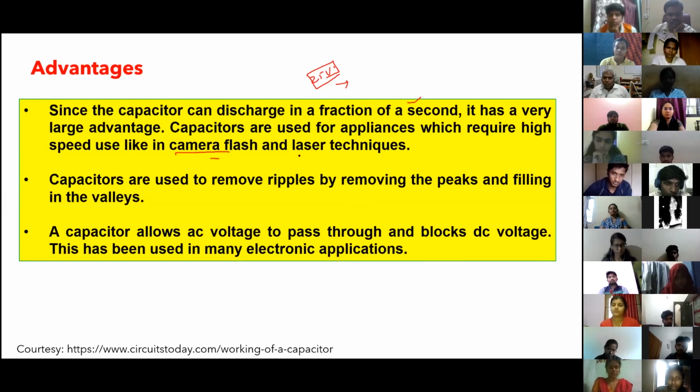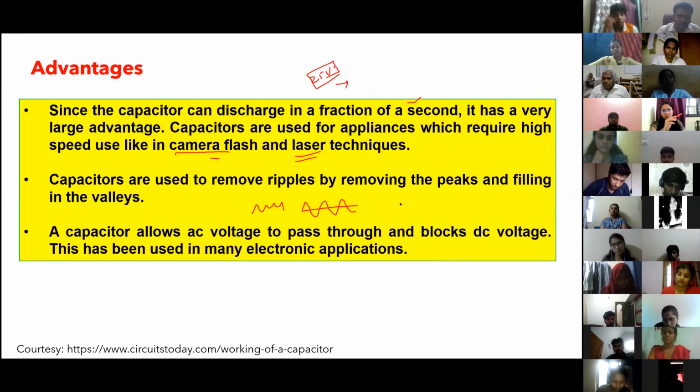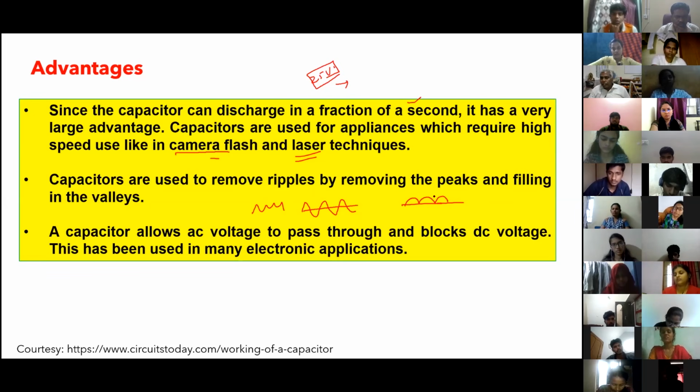And similarly, when you want to use a pulse laser, capacitors are very important for that. Okay. And similarly, they are used to remove ripples by removing the peaks and filling the valleys. For example, let's say you have an alternating current here, and you want to filter it. Alternating current has a positive and negative, correct? So you have this. And if you want to use that in a rectifier, to convert an AC to a DC, you filter it and only have the positive one. But this is not the real filtering, DC means it has to be perfectly straight, right?